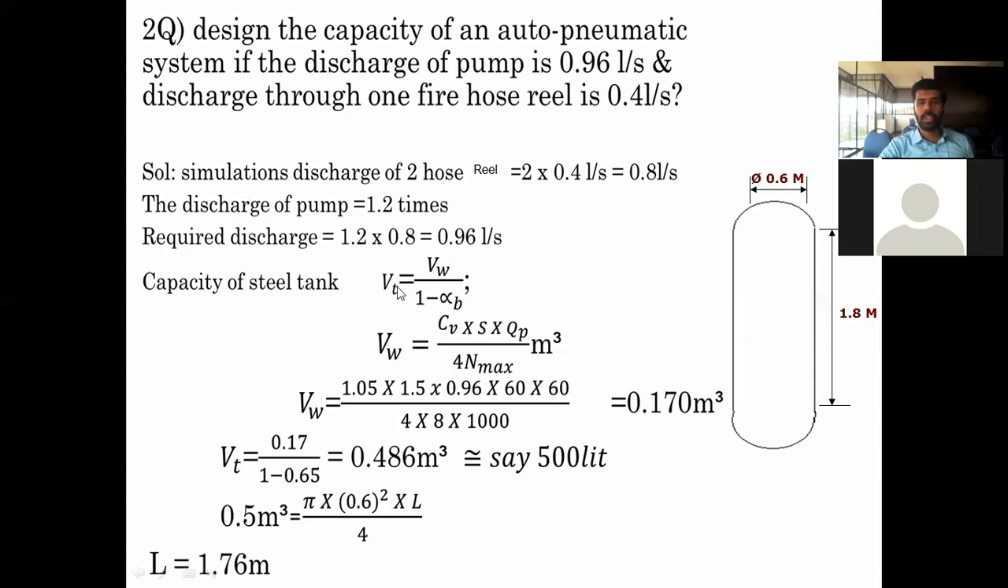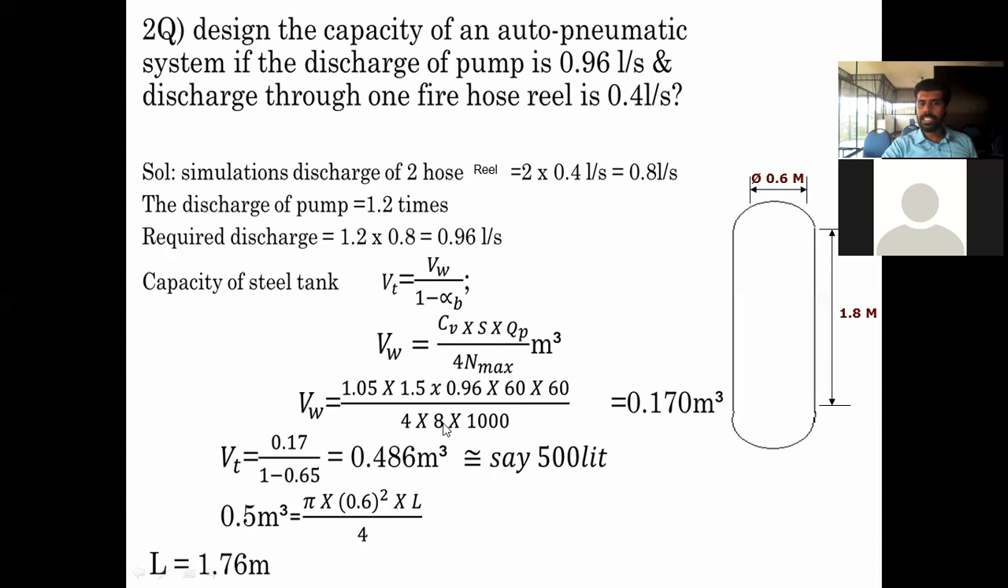Capacity of steel tank: we know the volume of the tank is equal to VW divided by 1 minus sigma B. VW, we already know the formula: CV into S into QP divided by 4 N max. Here CV we can take as 1.05, safety factor 1.5. QP is equal to 0.96 liter per second, which has to be converted into meter cube per hour, so 60 into 60 divided by 1000, and divided by 4 into N max.